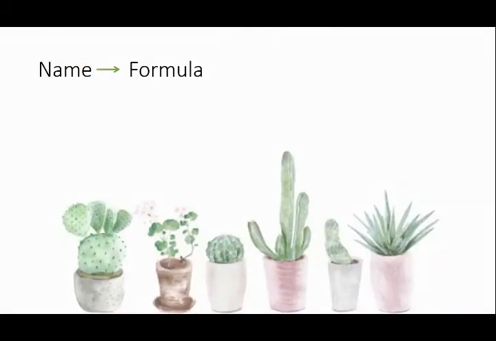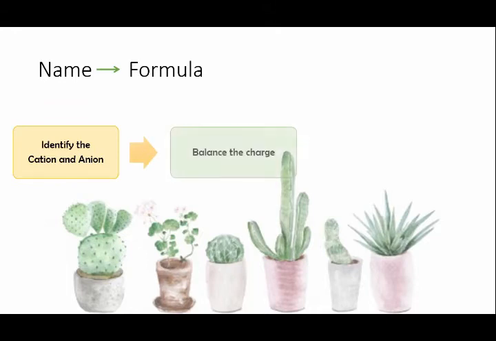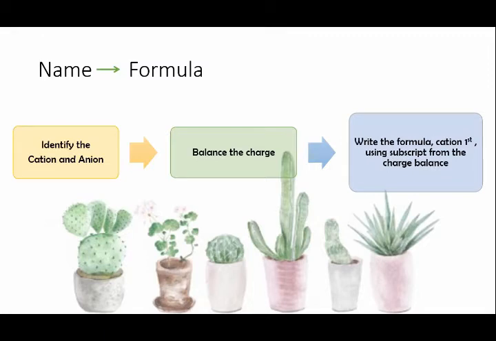Next, how to write the formula of the ionic compound from its name. To form the formula from the compound name, it consists of 3 steps. The first step is we need to identify the cation and anion. Next, we need to balance the charge of the ions. And lastly, write the formula with the cation first, using subscripts from the charge balance.